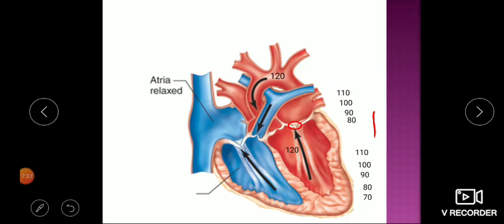Now in this phase, when the pressure was reducing from 120 to 80, the AV valve was closed but the semilunar valve is open. So this phase is called the protodiastole phase. Mind well, in protodiastole, the AV valve is closed but the semilunar valve is open. It is up to 80 that the pressure in the aorta as well as the ventricle is the same. When it is reaching 70, when pressure in the ventricle is less than the aorta, the valve gets closed because aortic pressure is 80. So this is the first phase of ventricular diastole, called the protodiastolic phase.